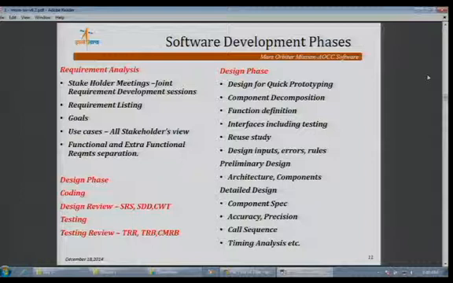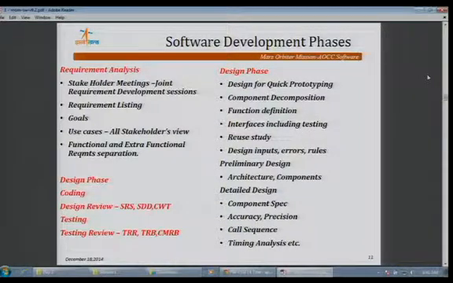And the design phase, coding, design review, all these activities take place. The design is basically for quick prototyping, component decomposition, and the definition of the functions and interfaces. At the time of interface definition, the testing aspects are also studied, and reuse aspects are very well studied to make use of the existing available modules. The design inputs, errors, and rules are available as checklists, which are always adhered to during the design phase.